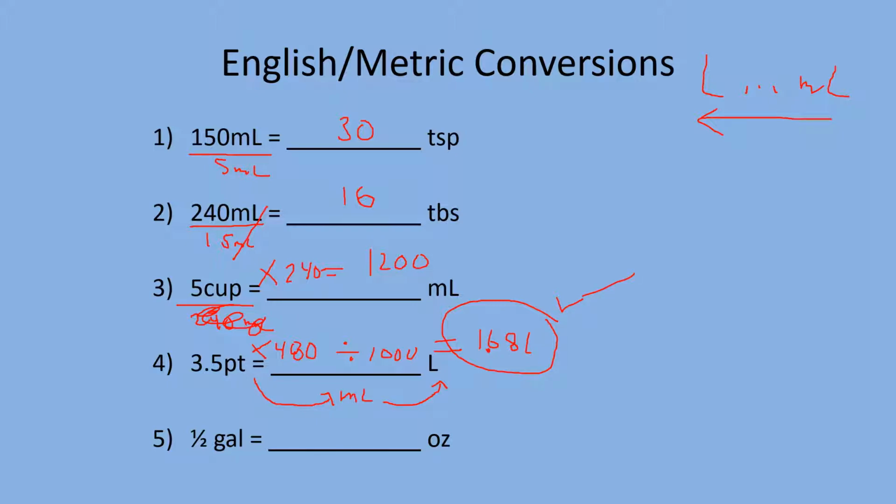Gallons to ounces? Guess what our intermediate unit's going to be? mLs, right? So a gallon's how many mLs? 3840. But it's half. And then an ounce is how many mLs? 30. So you do 0.5 times 3840 divided by 30. Yep, half a gallon is 64 ounces. So 1 step, 2 step, that's probably as far as you'll go on the final.